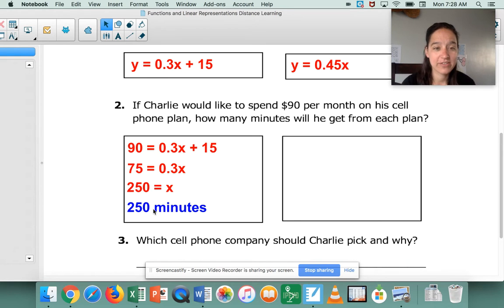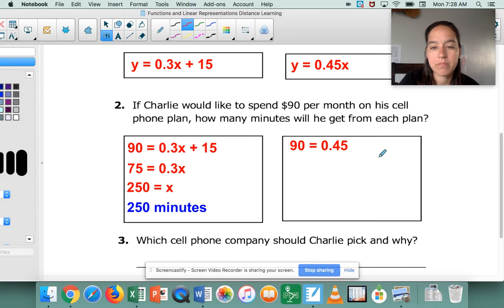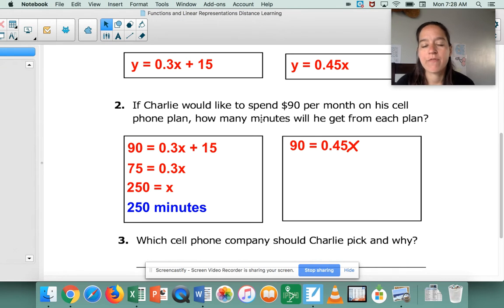That means Chit Chat, if I spend $90, I get 250 minutes. Solid. All right, so now, what about if I plug it into this one? Oh, I forgot the x there. And it's not going to let me put it there, so I'm going to just do it myself. X. There we go. 90 equals 0.45x. So how do I solve that? Well, I want to get my x alone. It's connected by multiplication. So to get rid of multiplication, I divide. And I get 200 equals x. Stay Connected gives me 200 minutes.